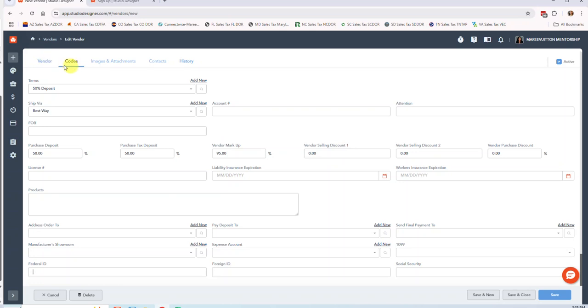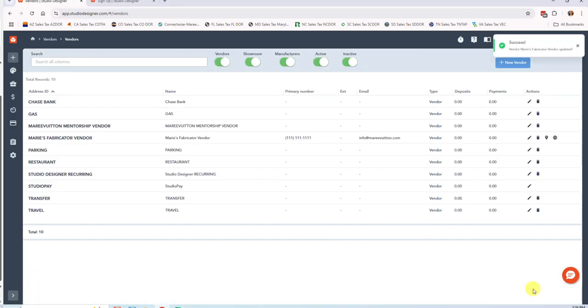So these are the two main things that your vendor and codes are the two sections you're going to want to pay close attention to, because you're setting up the generics when it comes to using this vendor throughout your system and throughout your business. Okay. So if there's any questions about what I've said, let me know. And then we're going to move on.